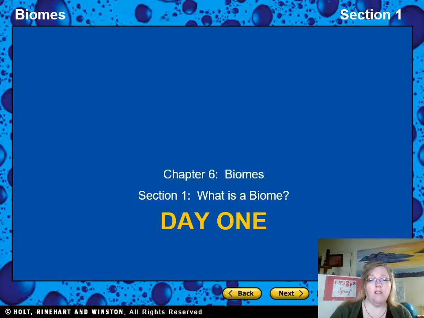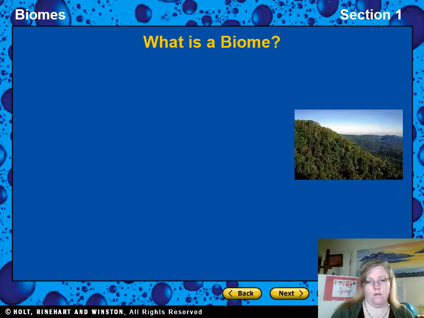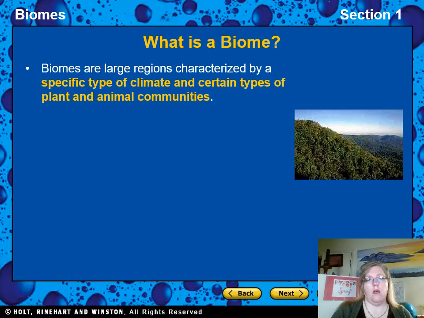This is Chapter 6, Section 1. This is biomes. All right, so Section 1 is all about what is a biome. So starting off, what is a biome? A biome is a very large region. It's not just a neighborhood, not just a small ecosystem. It's huge, huge ecosystems that are characterized by a specific type of climate, the same temperature, general stuff throughout, and certain types of plants and animal communities.